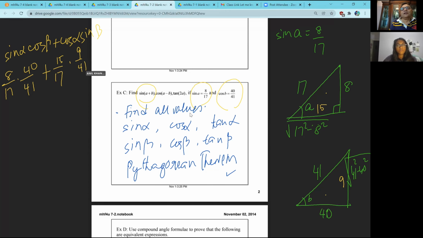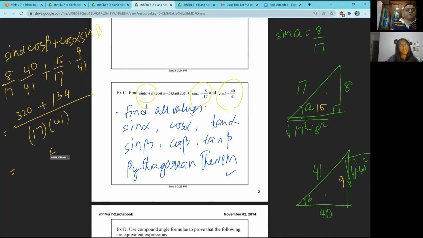You get the idea. Substitute the values. Common denominator is 17 times 41. And then we have what? Multiply these. 8 times 40, 320. Plus 9 times 15, 135. And 320 plus 135 is 455. You get the idea, right? Add them up, 455, over 17 times 41. Correct? Use a calculator. Get your result. So like this, you can evaluate all the values in this particular question. Is that clear to you? Yeah. Perfect.